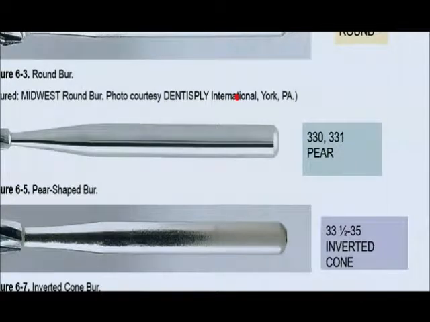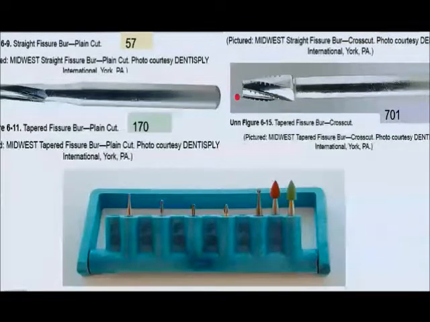So here are these different burrs, and I'm telling you, they look beautiful on screen, but they are tiny in real life. So it is sometimes difficult to tell a round burr from a pear burr from a cone burr. But these are the numbers that go with those shapes. And then we have fissure burrs, which can either be straight or tapered, and they can either be cross-cut or plain. So there are some different ones.